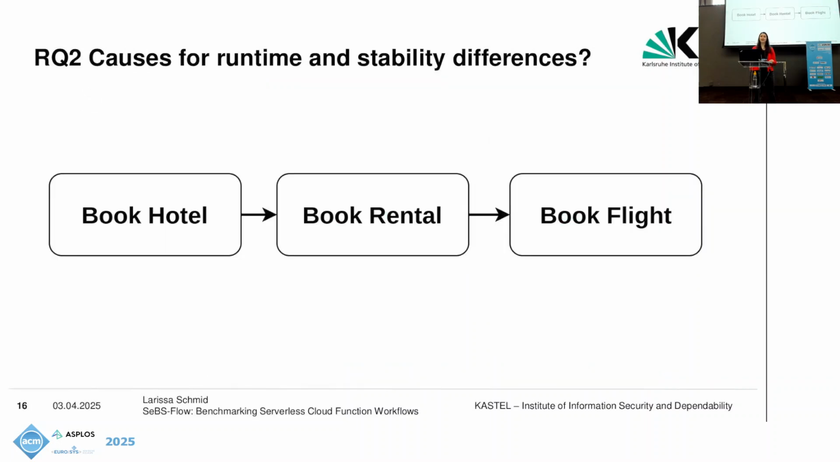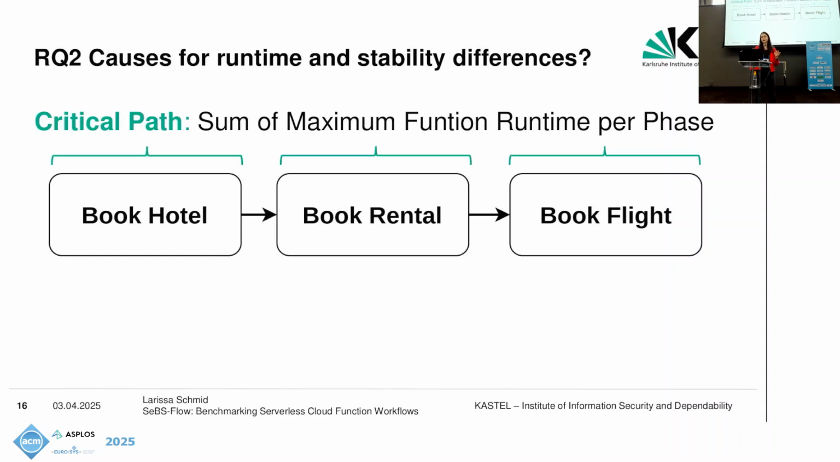So we looked at the execution time in a bit more detail, and I can illustrate this by using our example workflow again, where we now looked at the critical path of the workflow execution, which means that we're looking at the sum of the maximum function runtime per phase. So if we had 2 book rental functions executing in parallel, we would take the time of the longer running function and add it to the critical path.